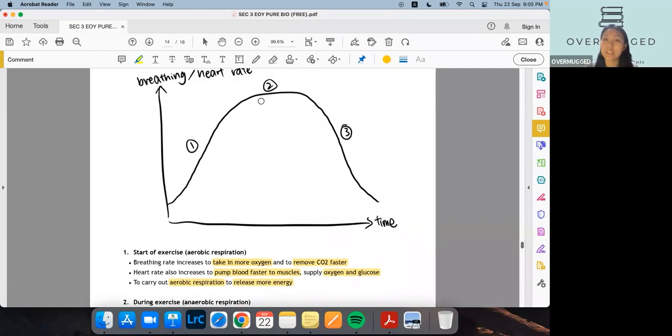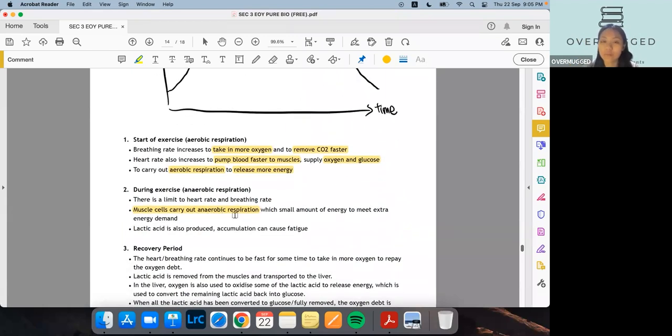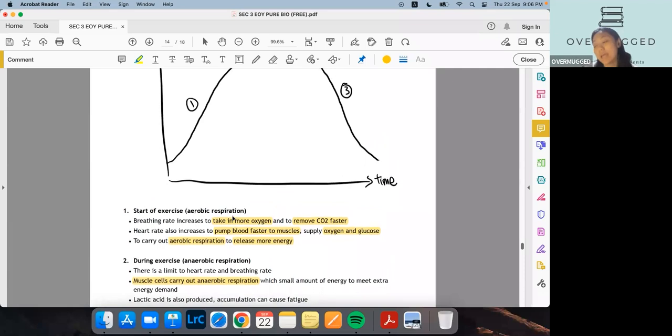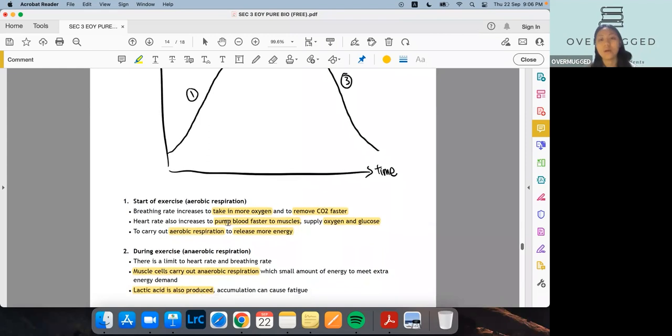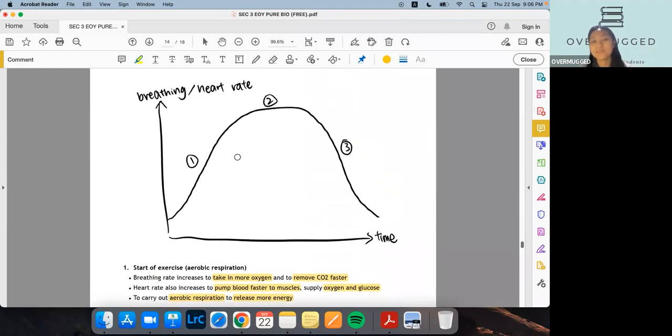So which means that the oxygen intake will also kind of plateau off, right? So that's why we need to carry out anaerobic respiration. So you know the anaerobic respiration formula. Anaerobic respiration is glucose breakdown into lactic acid. So of course you have to write lactic acid. Lactic acid is produced. So that is what happens here.